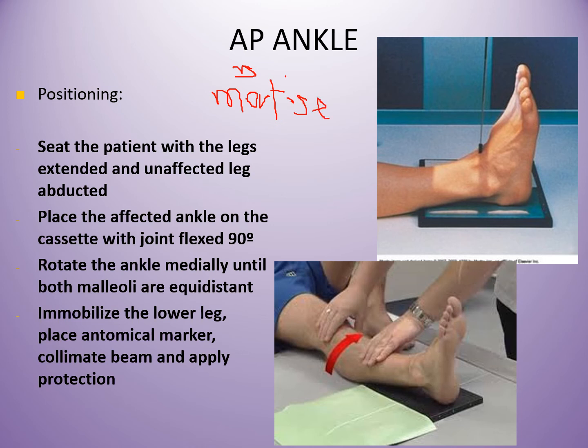Mortise. So sit the patient with the legs extended, or the patient can lie supine on the extra couch. The affected leg is abducted away from the region of interest. Place the affected ankle on the cassette with the joint flexed 90 degrees. Rotate the ankle internally until both malleoli, you have to feel both malleoli here, are equidistant to the image receptor.